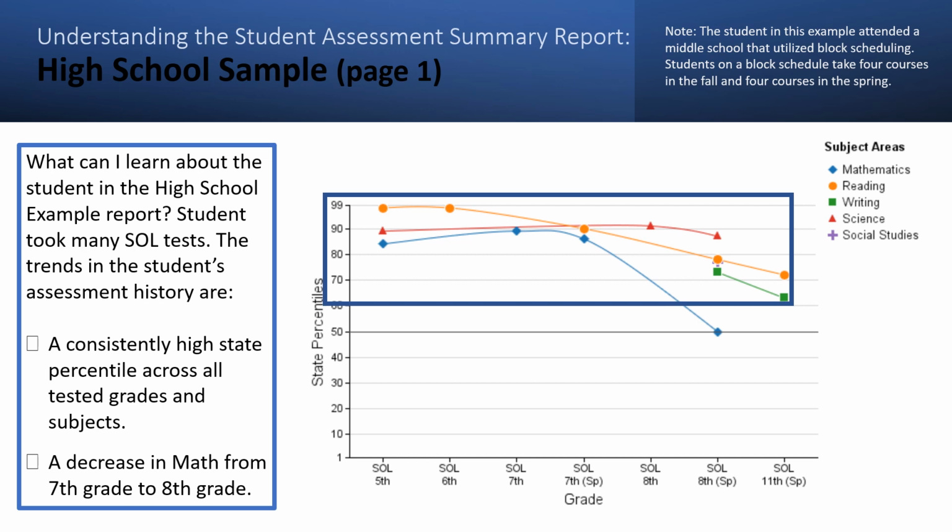Now we will look at a high school sample. There will be 2 pages for the high school sample, as there are many more tests in which to view. We can see in general this student has consistently scored at a high rate across the state for all tested grades and subjects, ranging from the 60th to the 99th percentile. We do see a decrease in math from 7th to 8th grade.